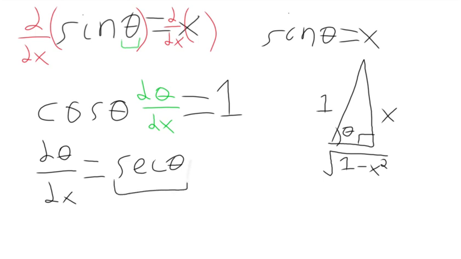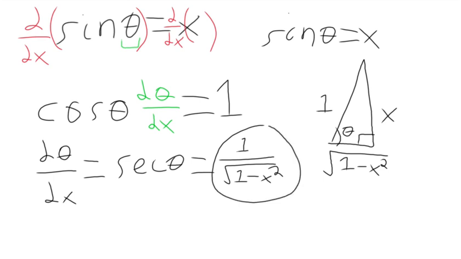And we're interested in secant of theta. So here's our angle theta. Secant in the right triangle is hypotenuse 1 over adjacent, square root of 1 minus x squared. And this is our derivative for the inverse sine of x.